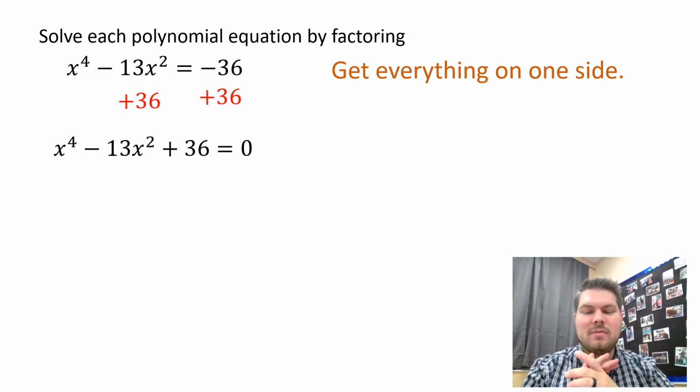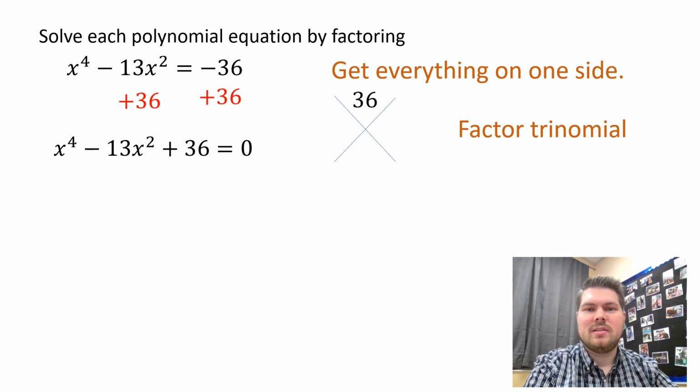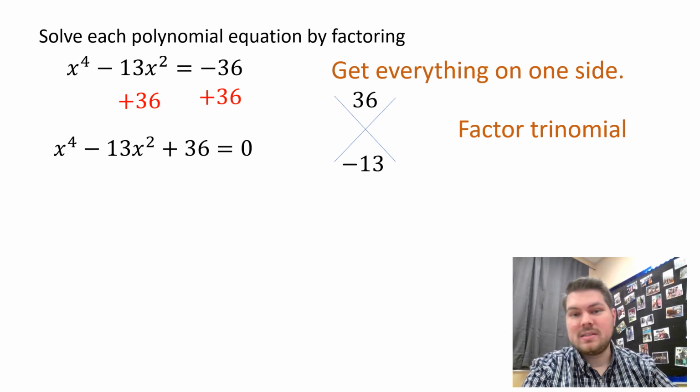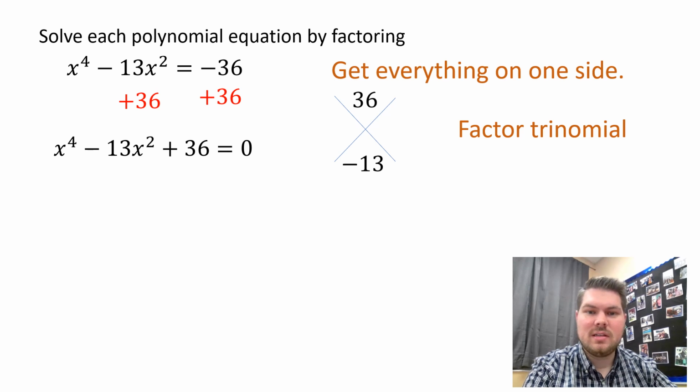And obviously feel free to pause at any time if you want to take a second to try to work on it on your own, or if you need a second to catch up on the problem. So we'll use our x method to factor this trinomial, and we want to find two things to multiply to be 36 and add to be negative 13.